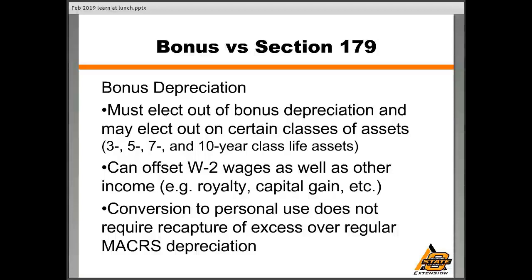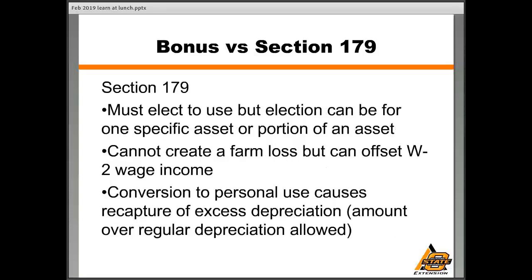One other thing that does happen with 179, if we take a pickup or truck and we're going to use it for business use and we later decide to use it for personal, no longer business, we have to recapture the excess depreciation that would have occurred had we used MACRS or regular depreciation. With bonus depreciation, anytime you convert to personal use, it does not require recapture of excess depreciation. So it gives us some more options, alternatives, opportunities for tax management.